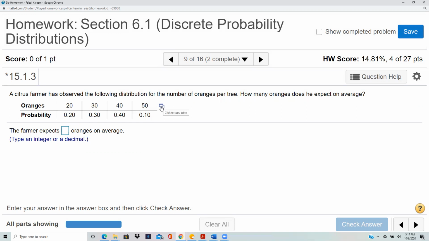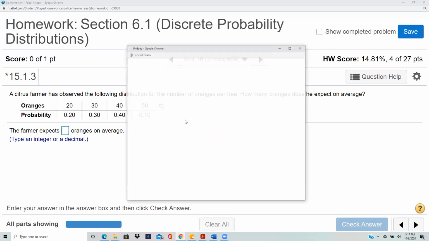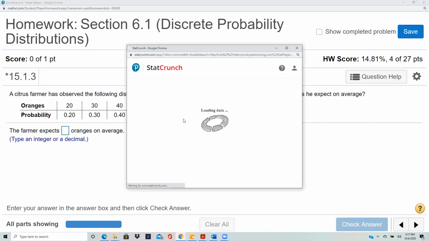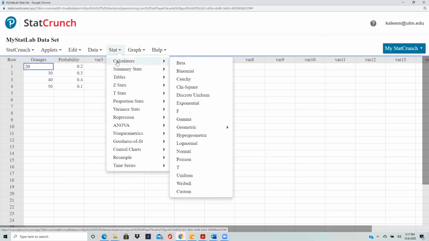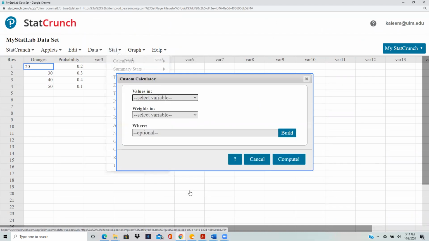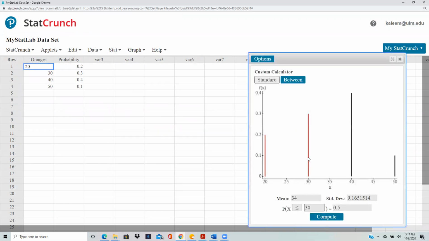But you can also do it on StatCrunch. For data like this, where you have the probabilities in decimals, the way to do it in StatCrunch is, you'll just copy it, and you do Stat, Calculator, and Custom. Then you select the oranges, and the probabilities will be in the second. And you compute. The mean is 34, and that's the expected value.